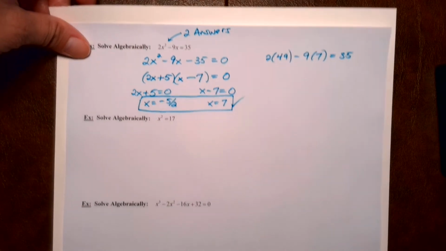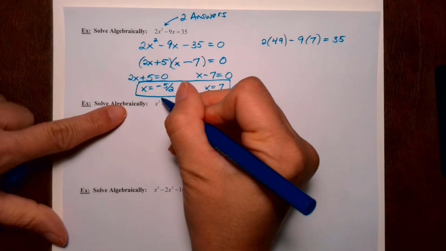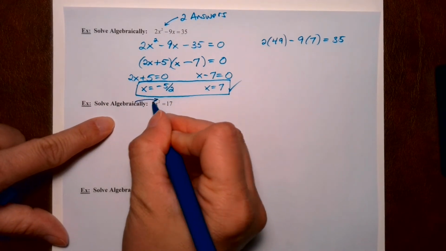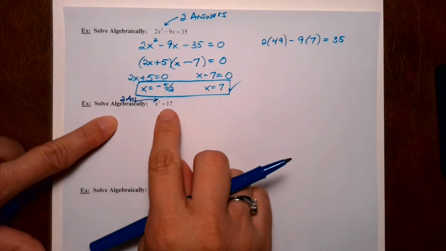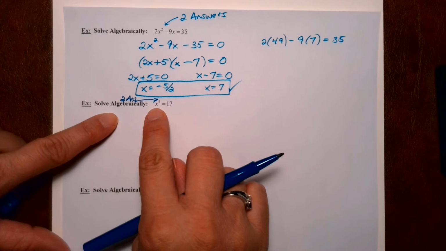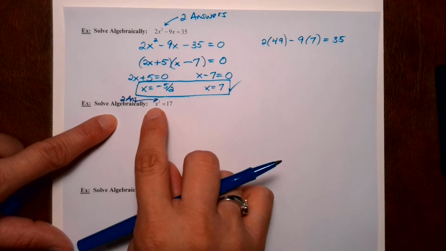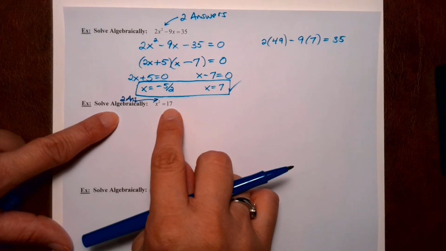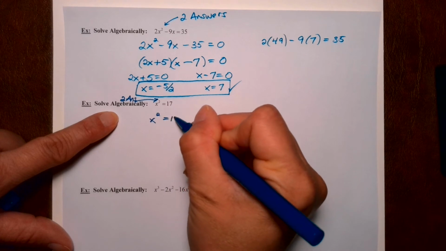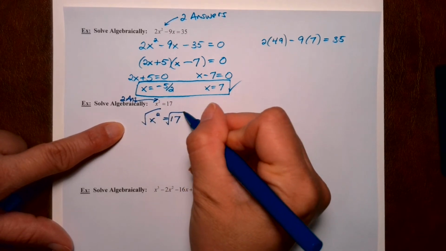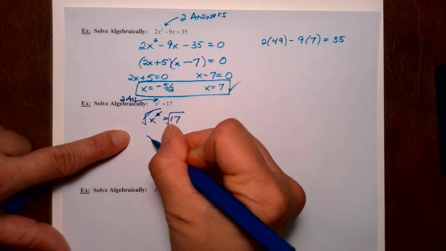Okay, solve algebraically. Okay, I notice here that there's a power of 2. When it has a power of 2, that means that we're going to get two answers. I notice that we only have an x squared term. Okay, so we don't necessarily need to factor this because it's x squared equals. Okay, so what I'm going to do is square root both sides. The squared cancels with the square root, and you just get x.